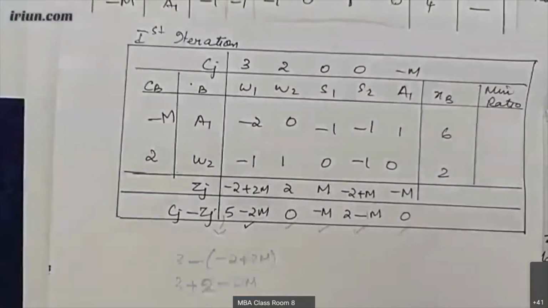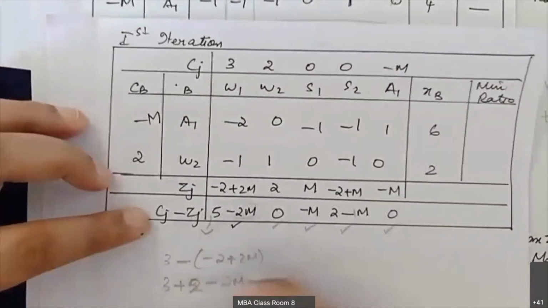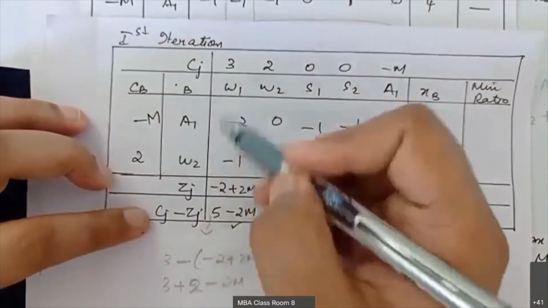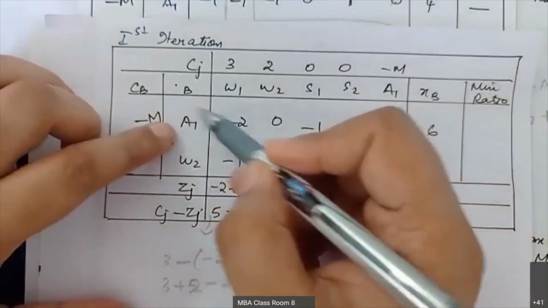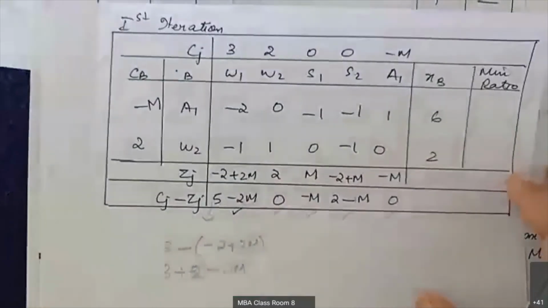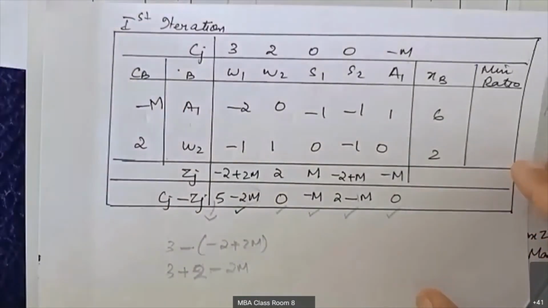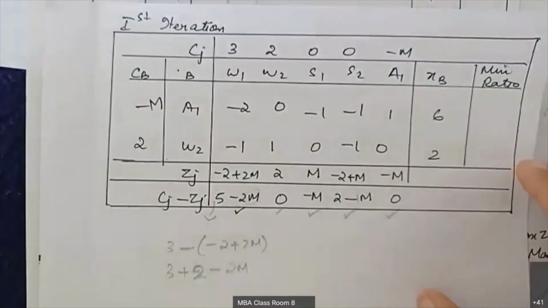Again 0. Okay, so we have reached the optimality condition. In this optimality condition, go and check the basic variable column. Here we have an artificial variable. So what is the meaning of that? This dual LPP has an infeasible solution. Okay, so I'll write it there.